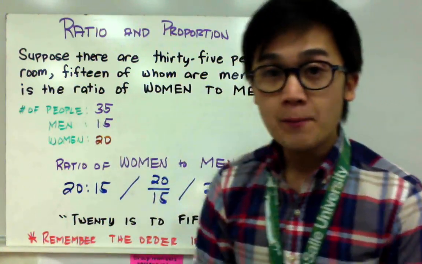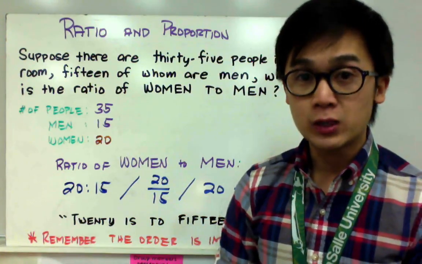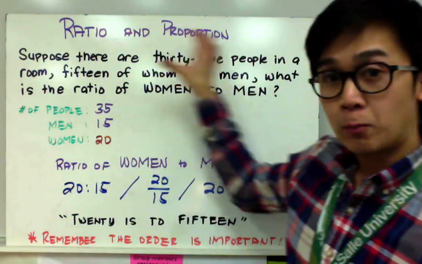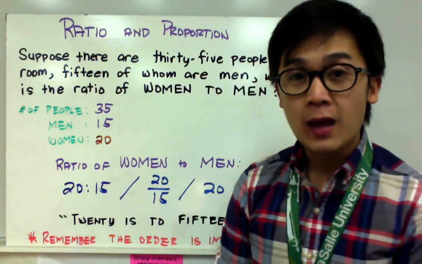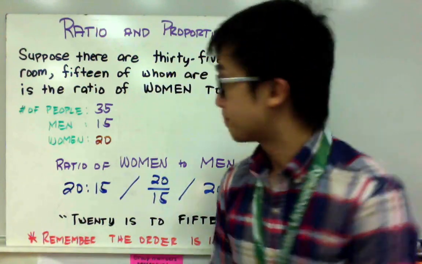So, once again, mahalaga yung ordering ng mga numero or mga numbers sa isang ratio and proportion. So, kailangan alam nyo yung pagkakasunod-sunod base doon sa problem. So, kailangan mag-iisip muna bago kayo magsulat ng mga numbers nyo or notation.